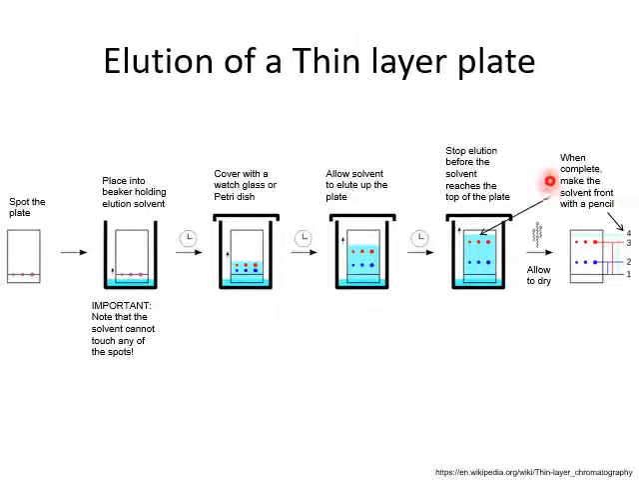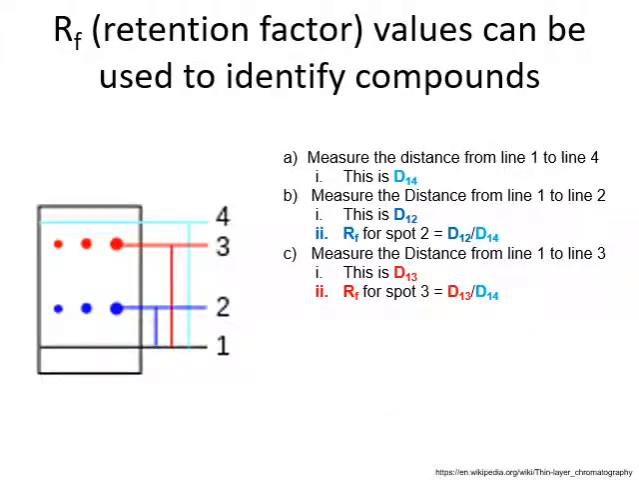But otherwise, when complete, you mark the solvent front. So whenever the solvent stopped, you draw a line there with the pencil. That's showing where the solvent stopped. Then you calculate the retention factor, RF, which can be used to identify compounds more effectively.